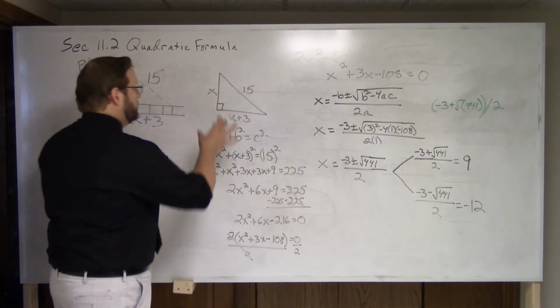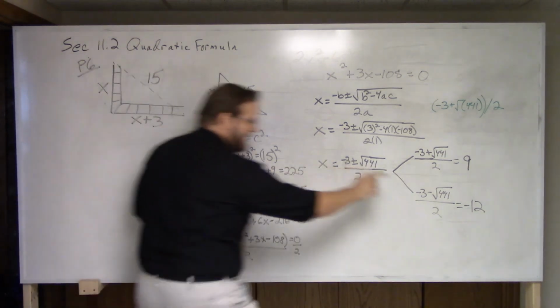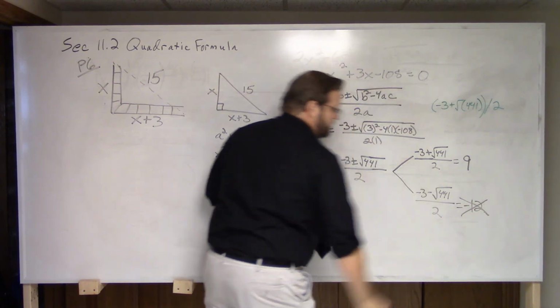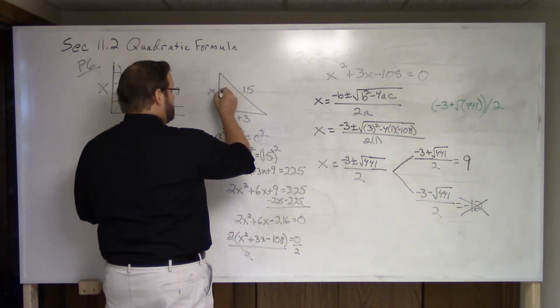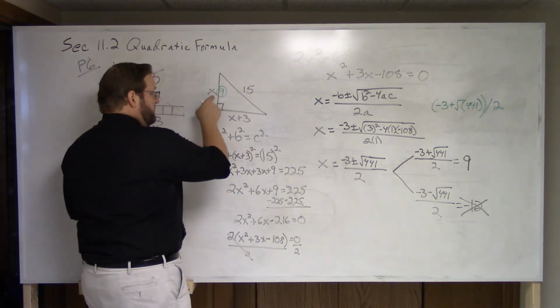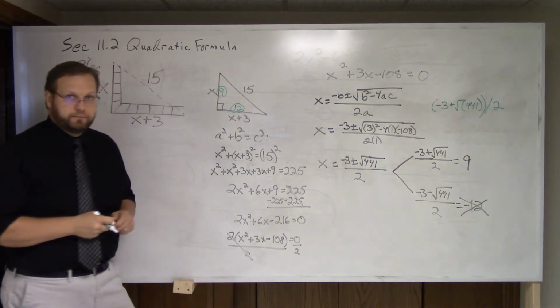However, we're looking at this application here. X is a side length. We cannot have a negative side length, so that goes away. So the only possible answer we have is a 9 right here. If this is 9, 9 plus 3 is 12 right there.